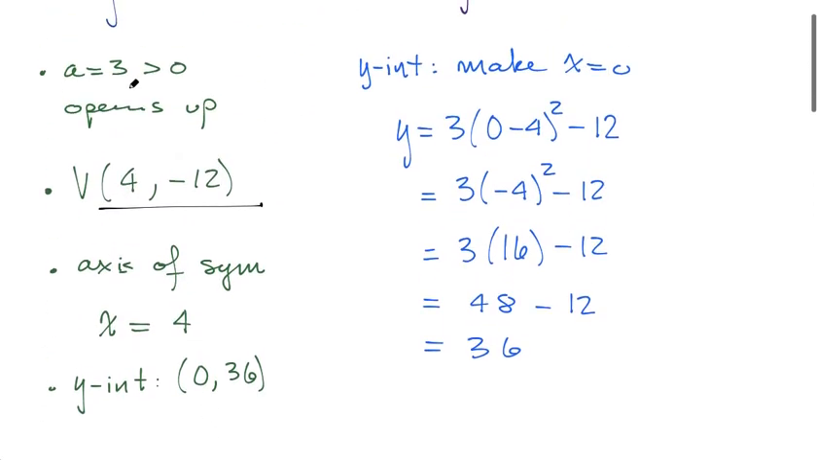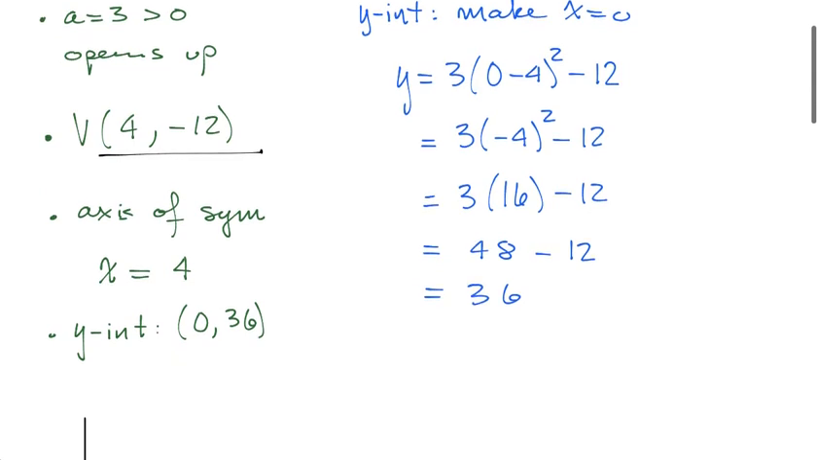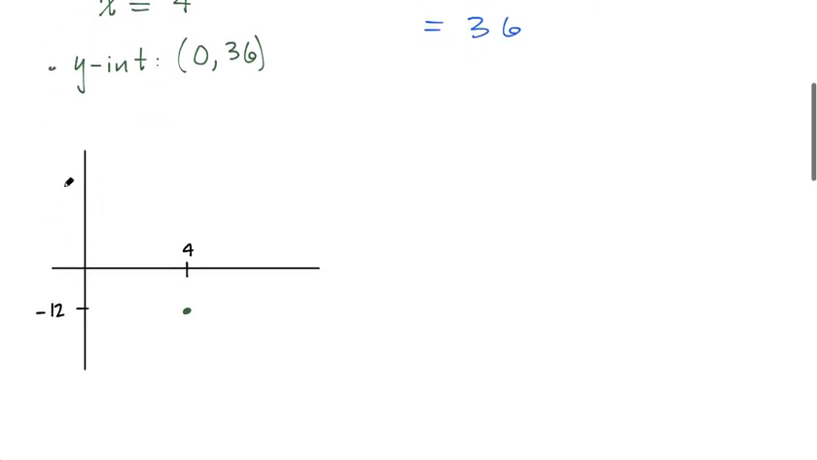I know that it opens up. If it opens up, it means it has to cross the x-axis at some point. So I do have two x-intercepts. I'm going to have one here and another one here. My y-intercept, I'll graph it now that I'm at it. It's (0, 36). This is my y-intercept. Now let's find our x-intercepts.